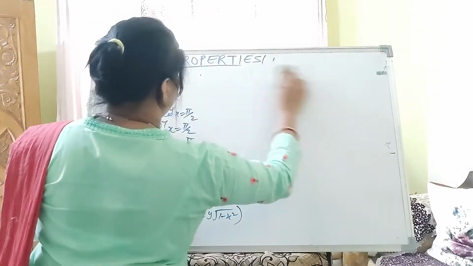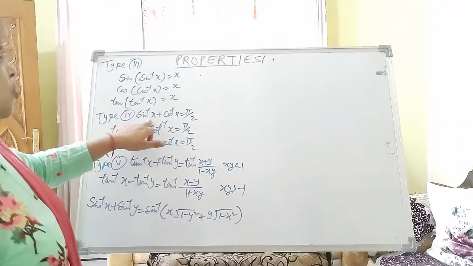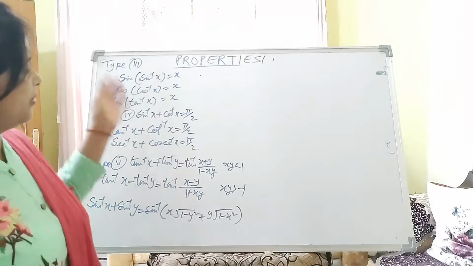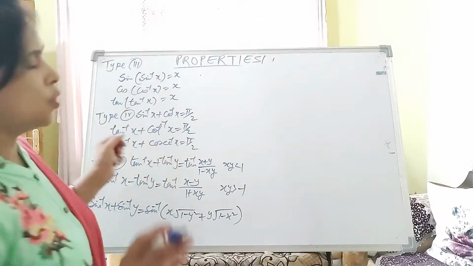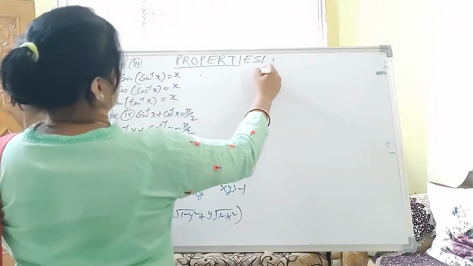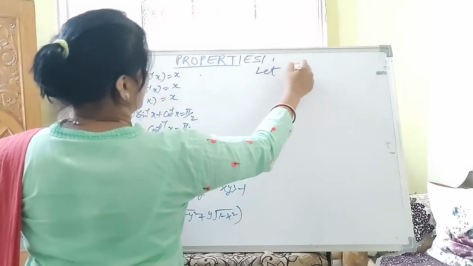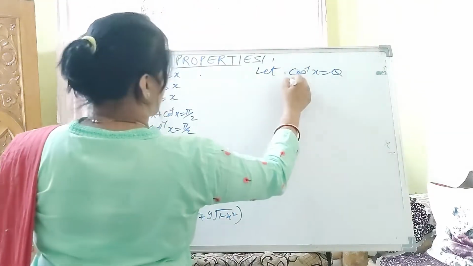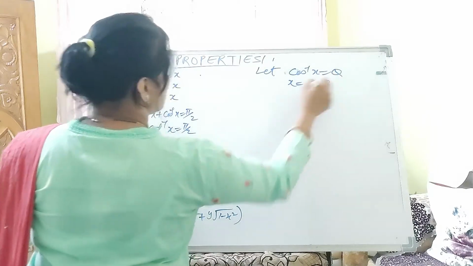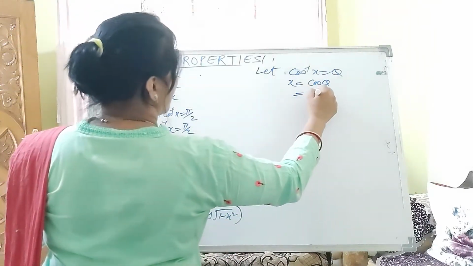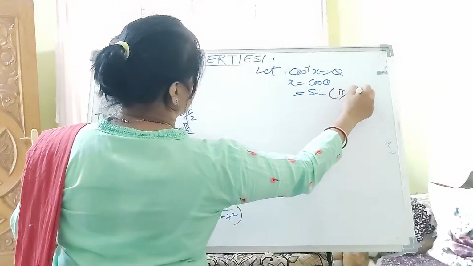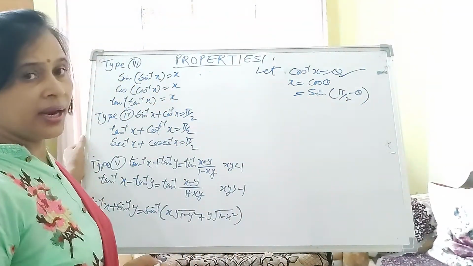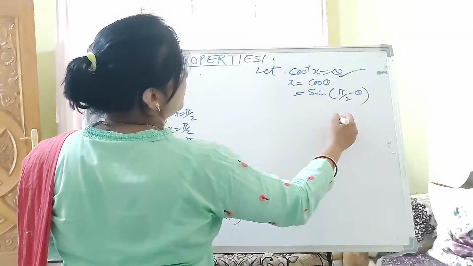The fourth type of property I have written, very important again: cos inverse x plus sin inverse x is equal to pi half. Sin inverse x plus cos inverse x is equal to pi half. I am going to prove this. Let cos inverse x be equal to theta. This will give me x is equal to cos theta, and I can write sin of pi half minus theta. What is the reason? This theta for sin and cos will coincide in the first quadrant.